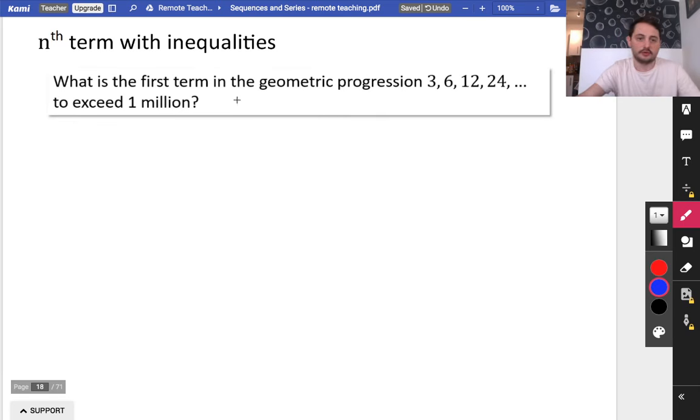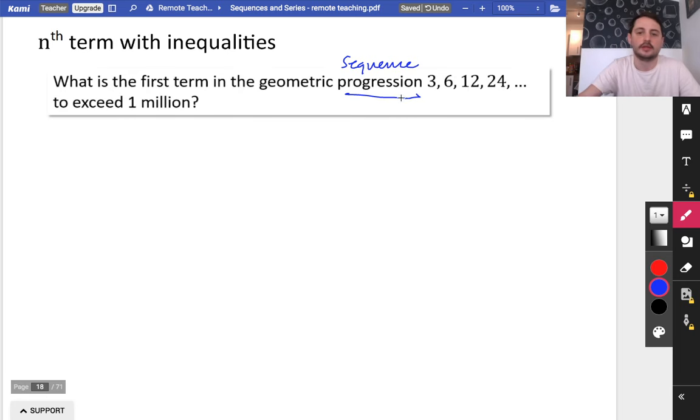Okay, you can also use inequalities and the nth term stuff together. So I have this geometric progression. This is literally just another word for a sequence. So please don't worry if you see a progression. It just means it's a geometric sequence. And it says, what is the first term in the geometric sequence to exceed 1 million? So it's actually asking for what is the first number that gets bigger than 1 million, not what's the position that it is.